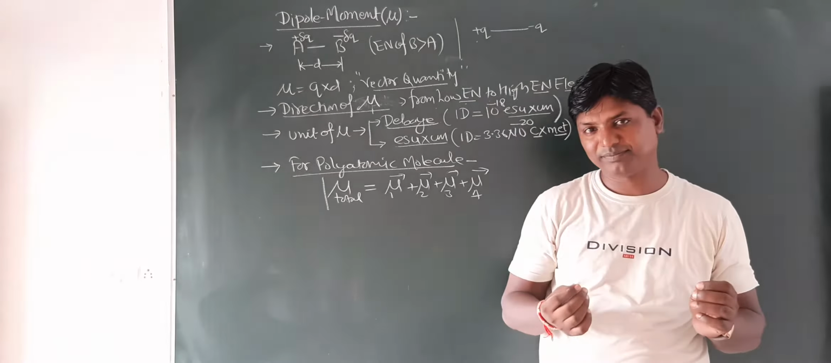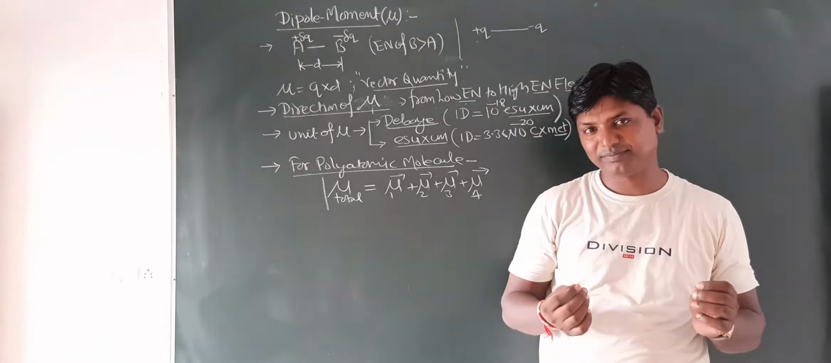Okay, let's see the next point. This is the polyatomic molecule. For a polyatomic molecule you will find the total dipole moment with this formula. Okay, let's see the next point.